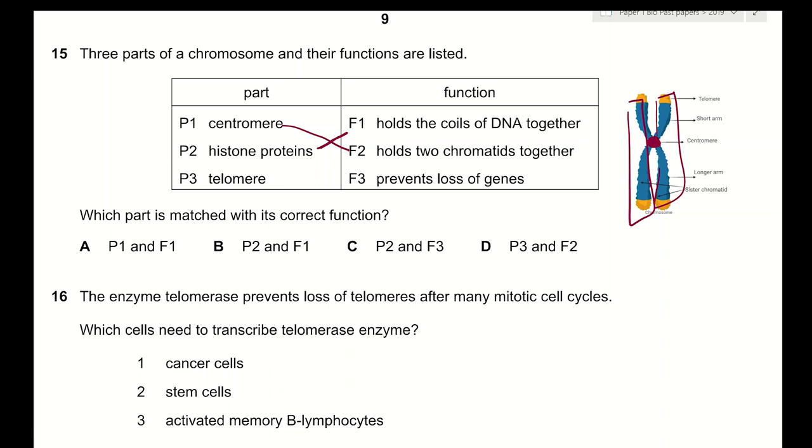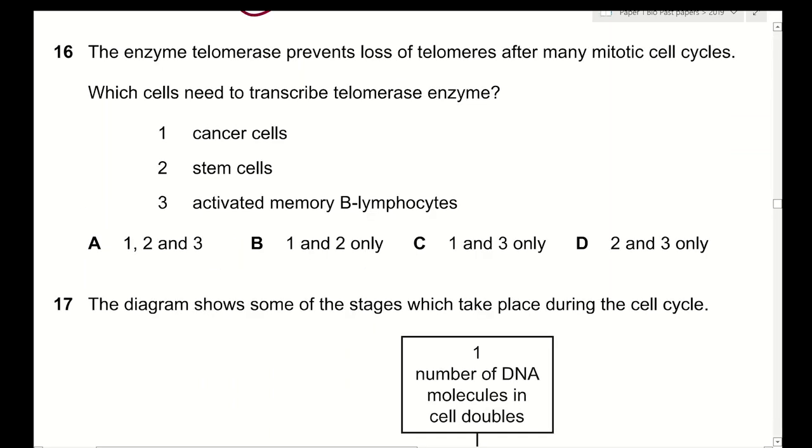Now for P3, telomeres. Telomeres are strands of non-coding DNA found at the ends of the chromatids. So they are found here, and they prevent the loss of genes or gene shortening. Therefore, it should be matched with P3 and F3, and the answer should be in this case B, with P2 and F. Question number 16, the enzyme telomerase prevents loss of telomeres after many mitotic cell cycles.